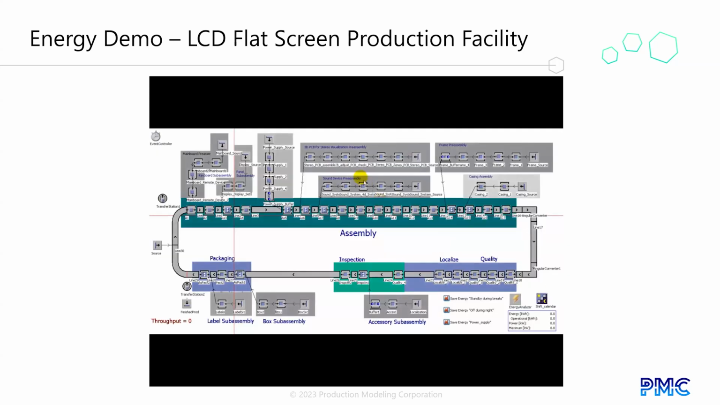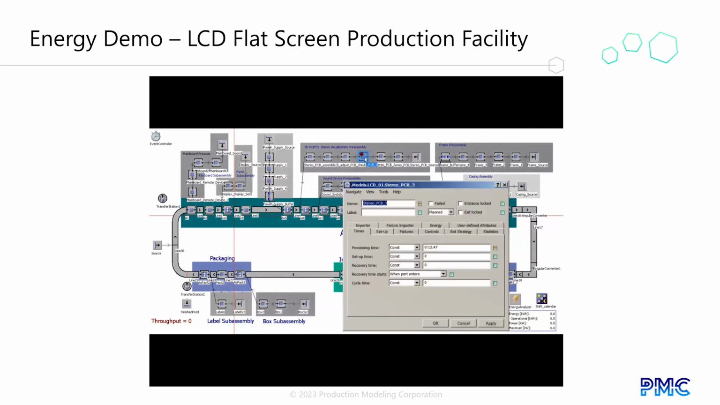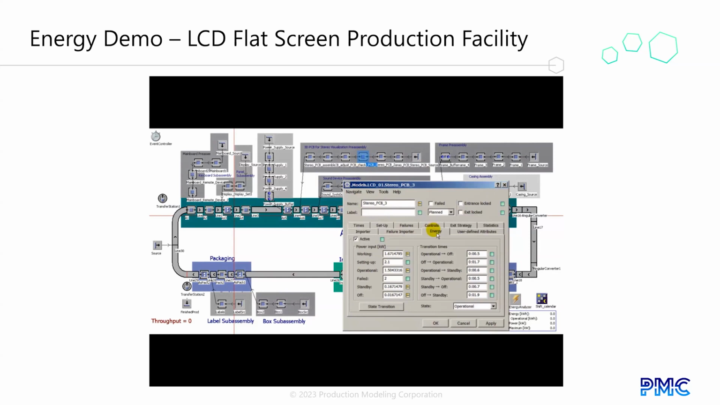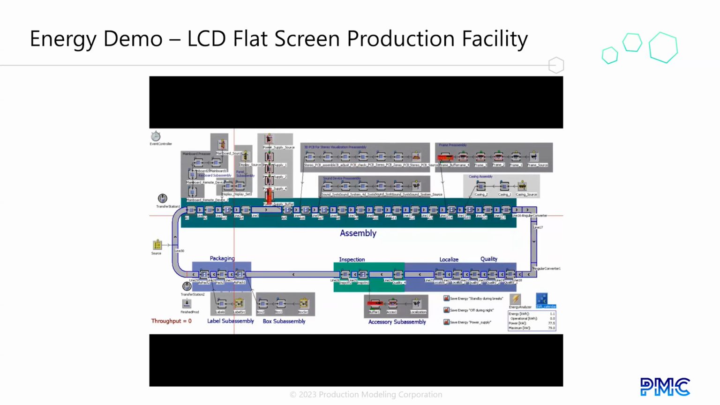The first step is to specify power inputs in kilowatts in the Energy tab of the stations for all its states, including working, setting up, operational, failed, standby, and off. We also specify the transition times between states. Now we'll run the model for one simulated day.